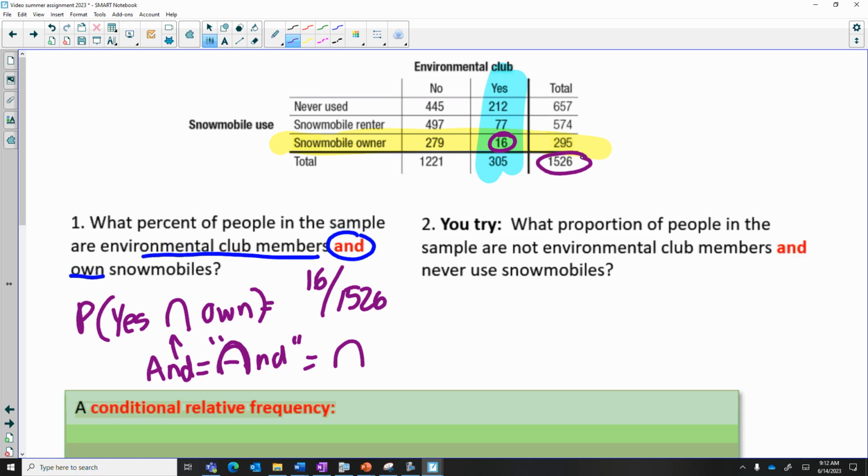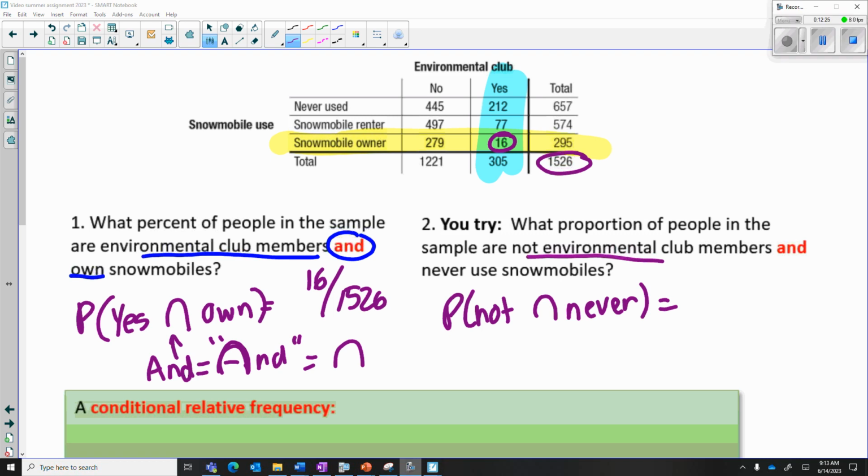All right. Now you try this one. What proportion of people in the sample are not environmental club members and never use snowmobiles? Okay, pause the video and write that down.